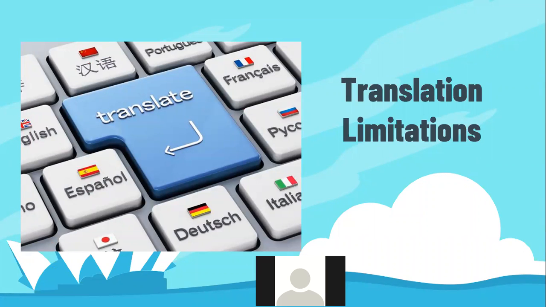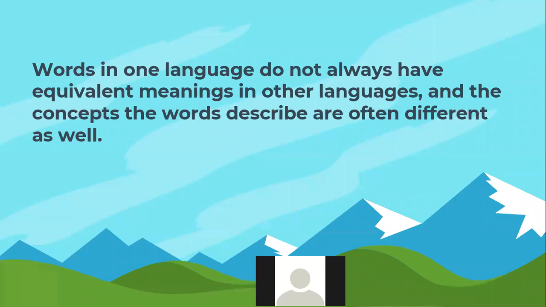Next one is translation limitations. Words in one language do not always have equivalent meanings in other languages. The concepts of the words described are often different as well. So, there are words in our language that do not have an exact equivalent in another language. Remember your assessment activity, your previous lesson, where I tasked you to search for words that have or do not have equivalent meaning in English, in Filipino words.